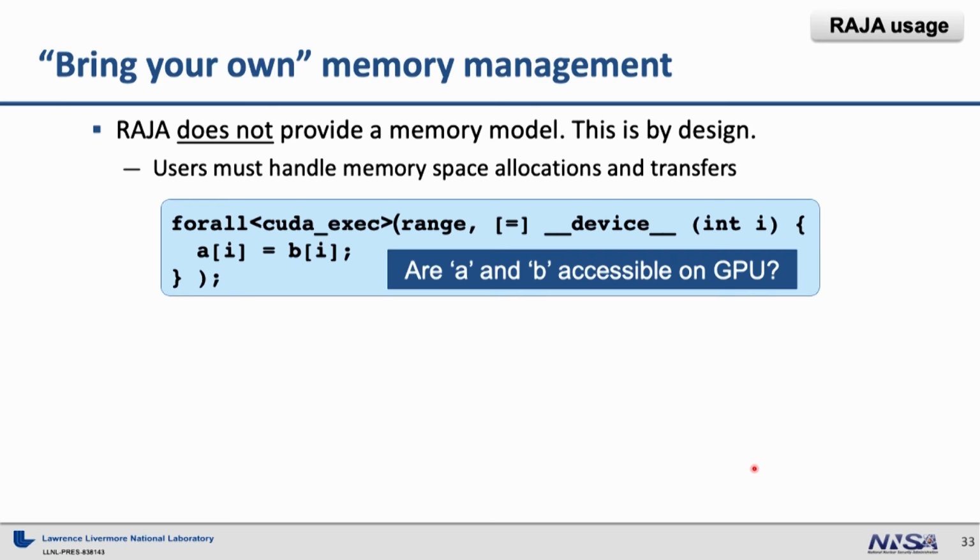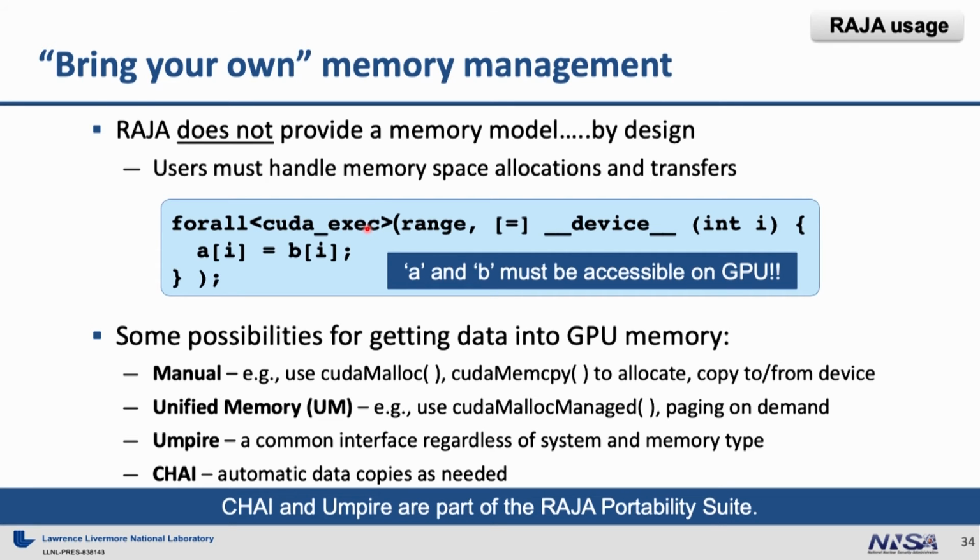It does not provide any notion of memory management. We have another repo called Umpire, which does that if you want. And it is up to you as the programmer, when you're using our forall, to make sure that all the data that you want is actually accessible on the GPU if you have something like a CUDA exec policy here. Okay, so yeah, they must be accessible on the GPU, A and B, because we're using a device policy. We've even marked this lambda for device usage, right?